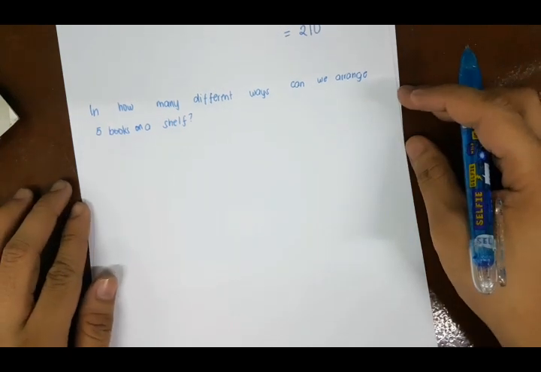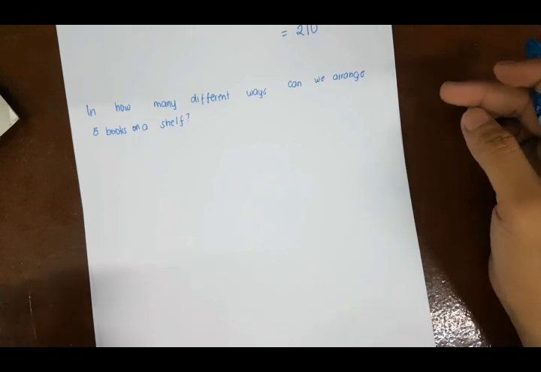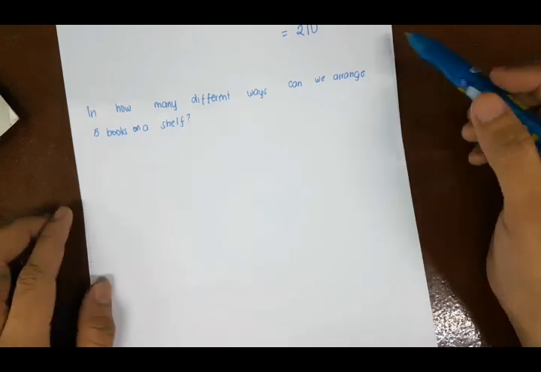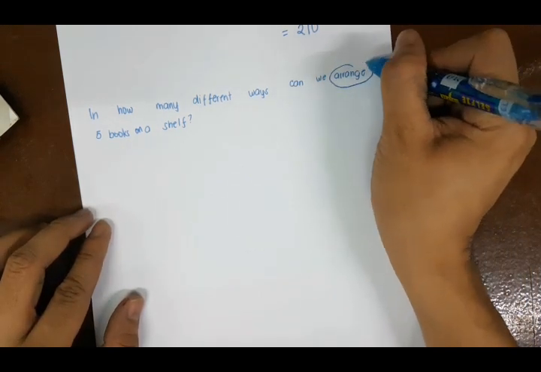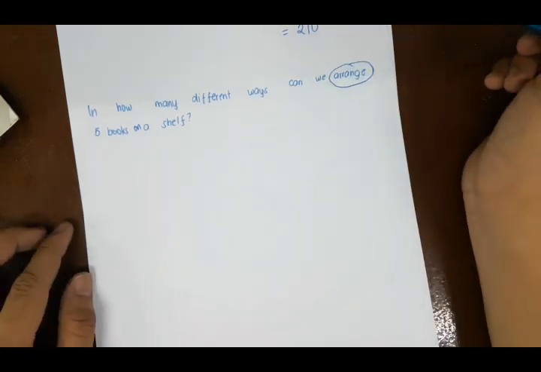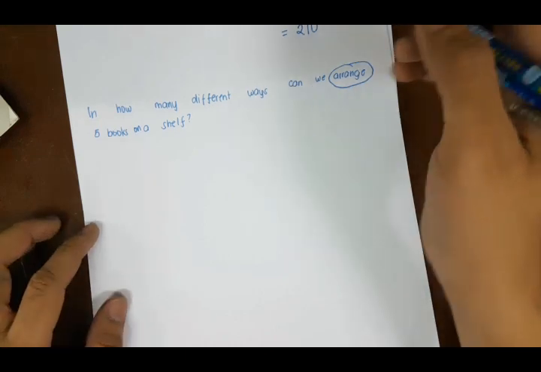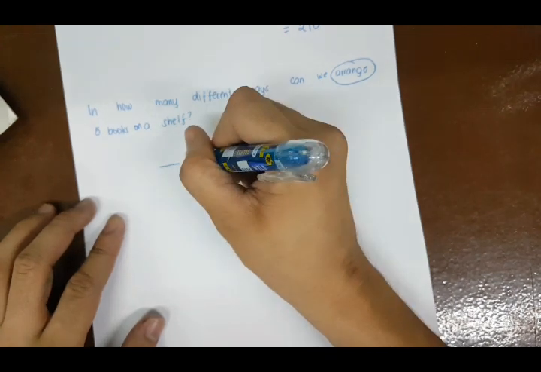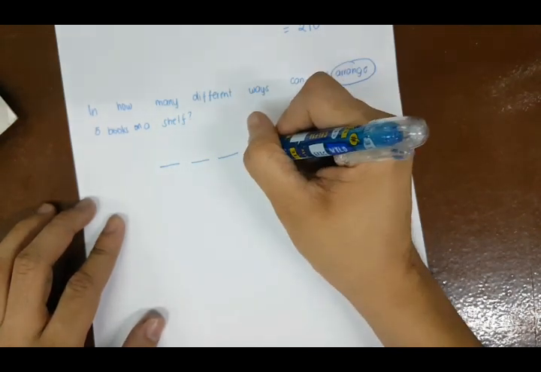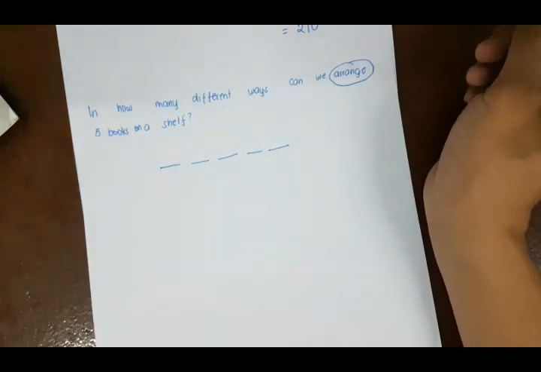Anyway, analyze again if this is a permutation or a combination. Again, we are going to arrange, so the order matters. But we can actually solve this problem using counting techniques, or the multiplication rule. Let's say we have 5 positions for the 5 books.